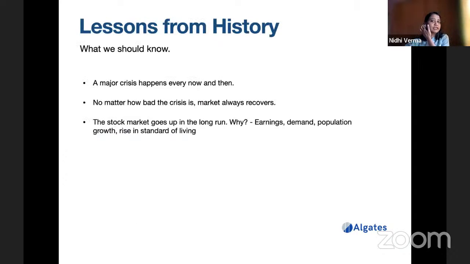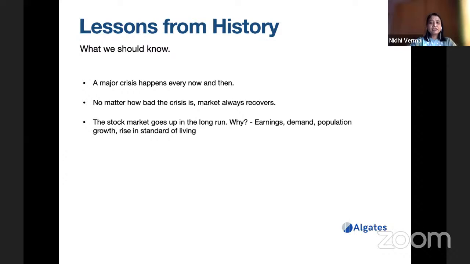So what we learn from history here, we see that major crisis happens every now and then. This COVID crisis happened in the year 2020 in the market. Before that, the major crisis was in 2008, which was the global financial crisis. And before that also in 98, 99, there was a crisis because of the Southeast Asian markets. And also there was a dot-com bubble around that time. So a dot-com bubble burst. So these kind of things happen in the market, and these are some of the major crisis which happened in the global market, so to say.